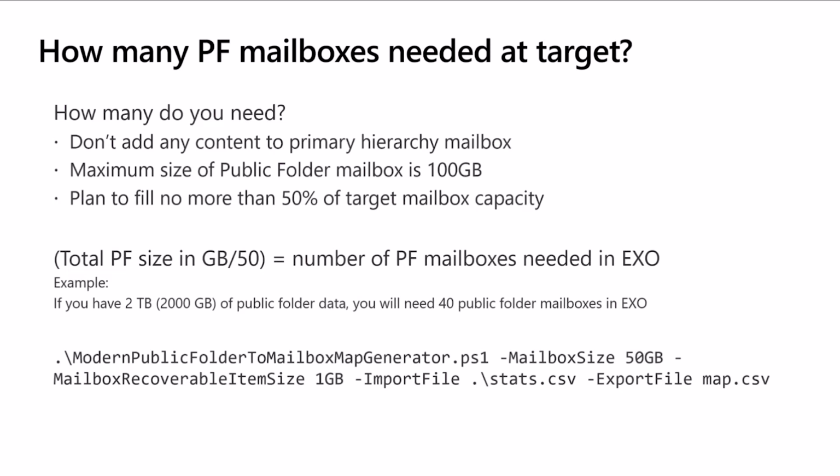Following are some of the guidelines to remember. Do not place any content in the primary hierarchy mailbox. The current maximum size of a public folder mailbox is 100 GB. Plan to fill up to 50% of this capacity. So, total public folder size at source in gigabytes divided by 50 should give you an idea of how many public folder mailboxes you need in Exchange Online.